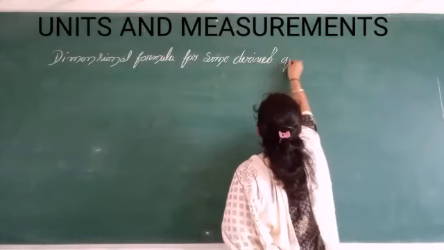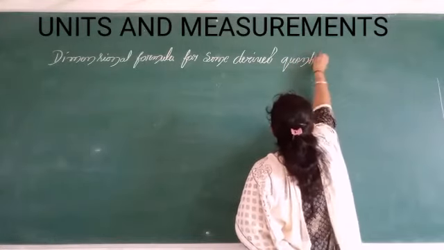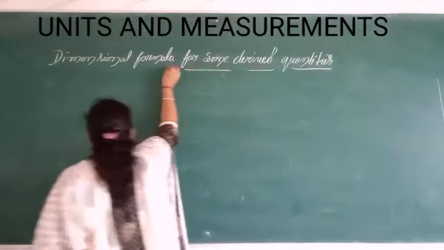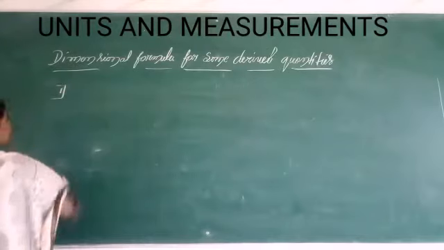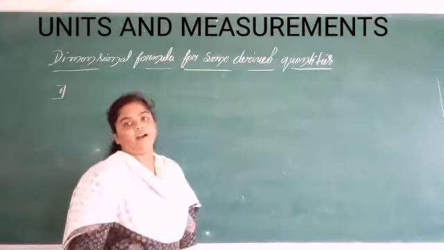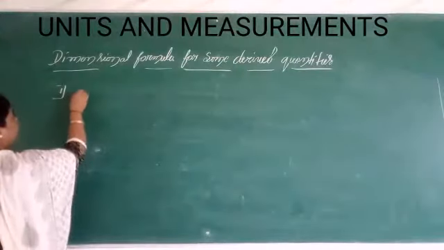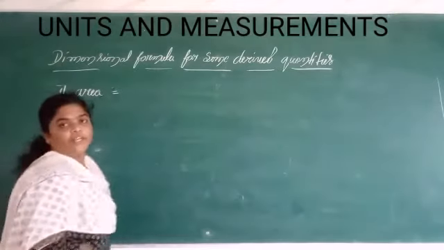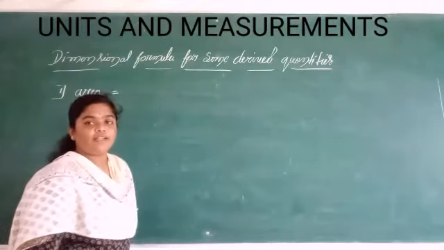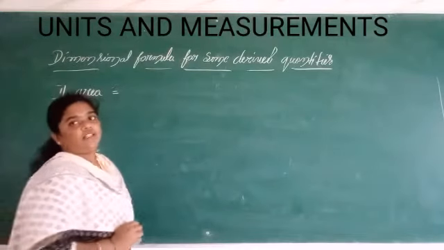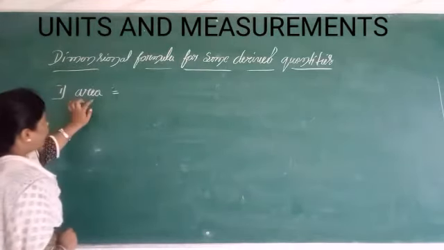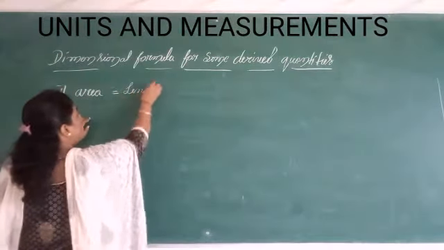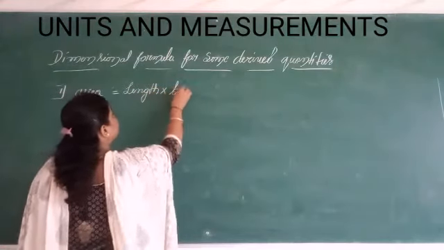Dimensional formula for some derived quantities. See the first one, that is area. So area ಅನ್ನೋದು ಒಂದು derived physical quantity. So derived physical quantities ನಲ್ಲಿ ನಮಗೆ fundamental physical quantities ಸಿಗ್ತಾ ಹೋಗ್ತವೆ. ಏರಿಯಾ ಅಂದ್ರೆ ಲೆಂತ್ ಇಂಟು ಬ್ರೆಡ್ತ್.